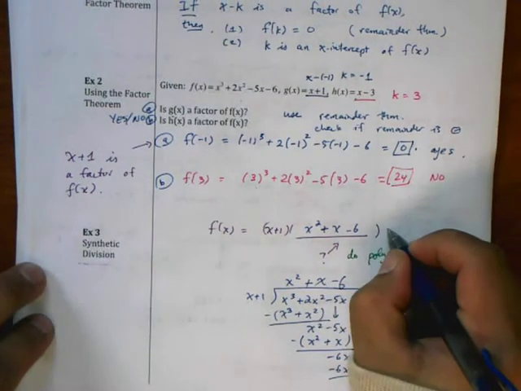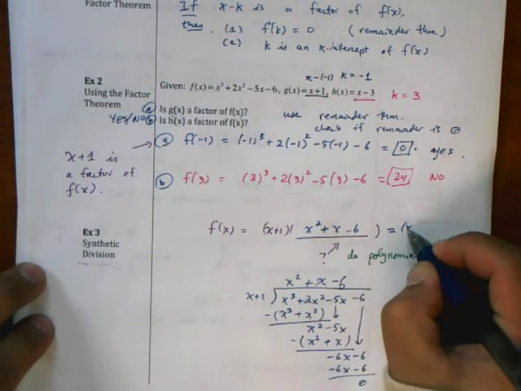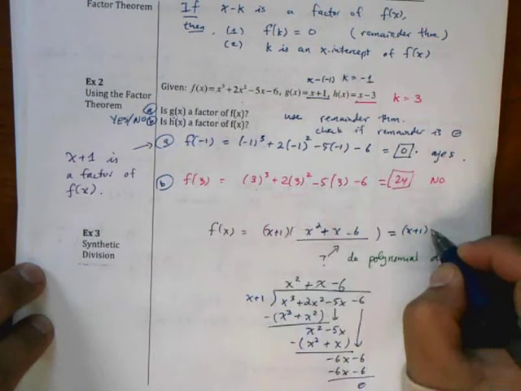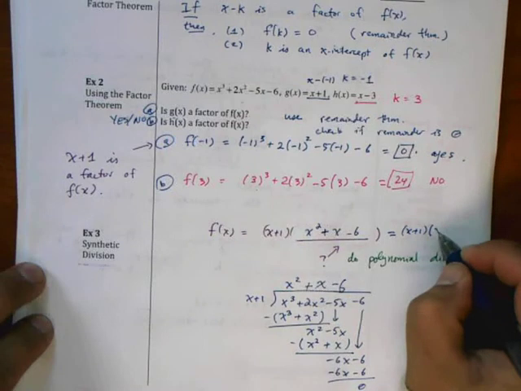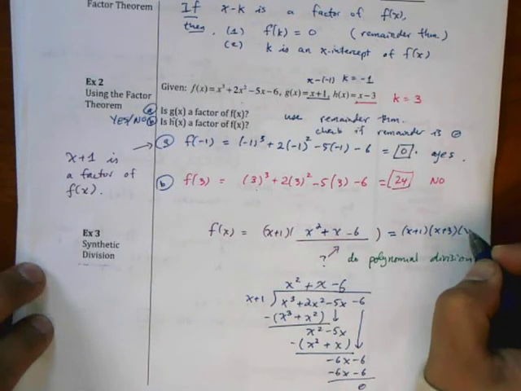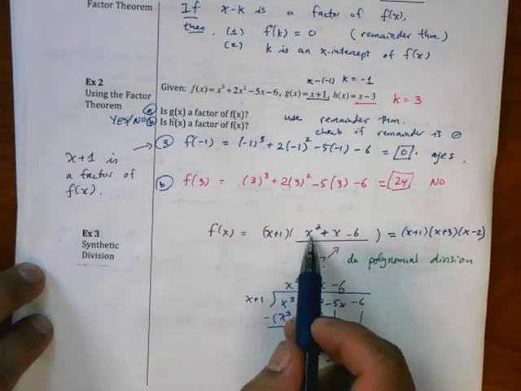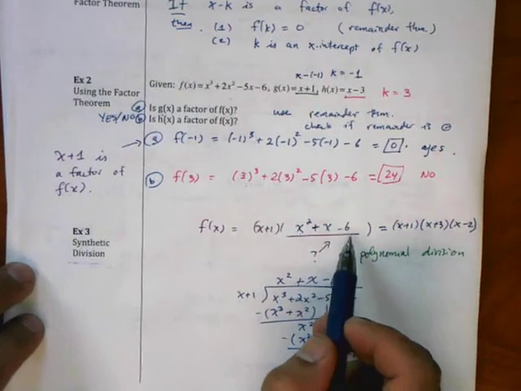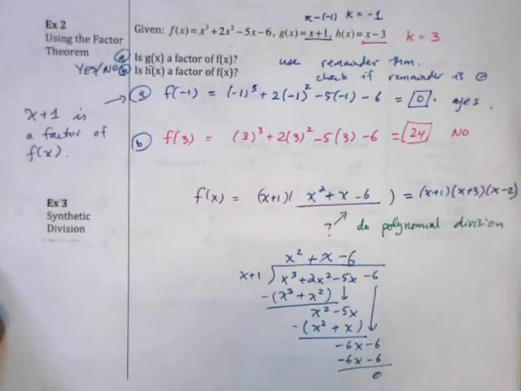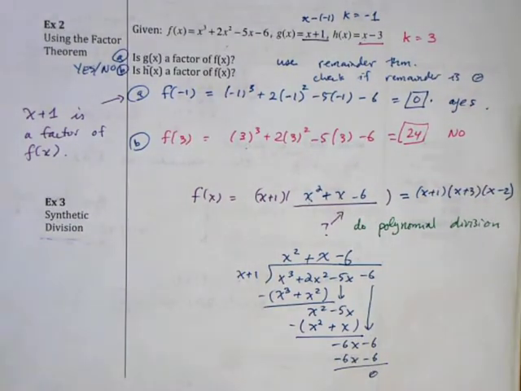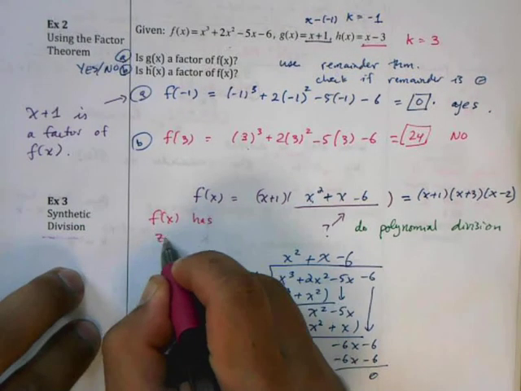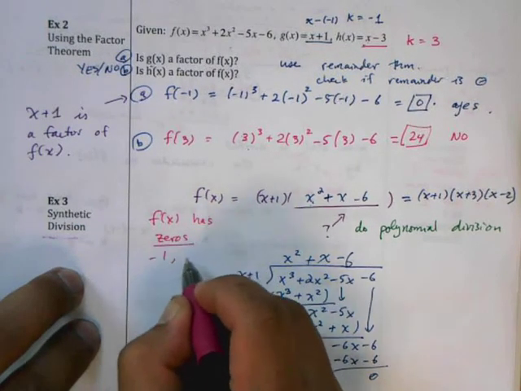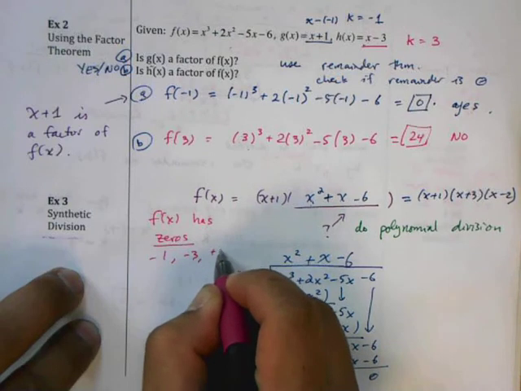Now I can factor this even further, and I can say this is equal to x plus 1 times x squared plus x minus 6, and this can be factored again. So that factors into x plus 3 and x minus 2. So x squared plus x minus 6 factors down to this expression here. I'll make this a little bit bigger. One of the things that we can conclude from this is that f of x has zeros at negative 1, negative 3, and positive 2.